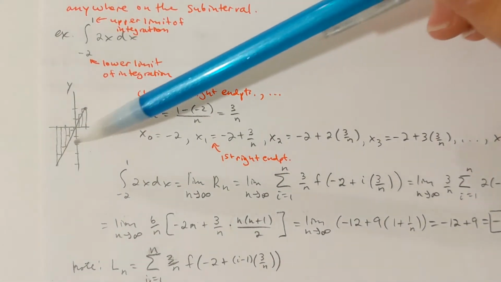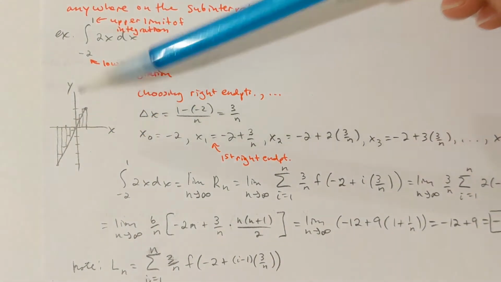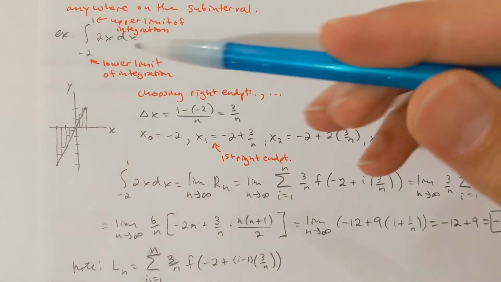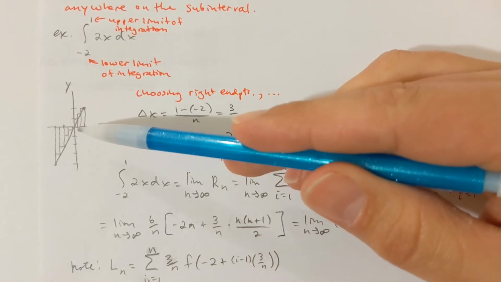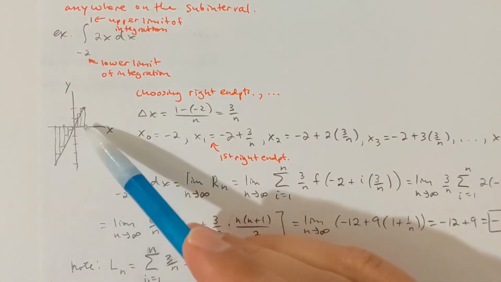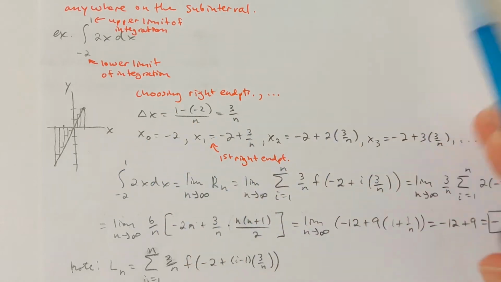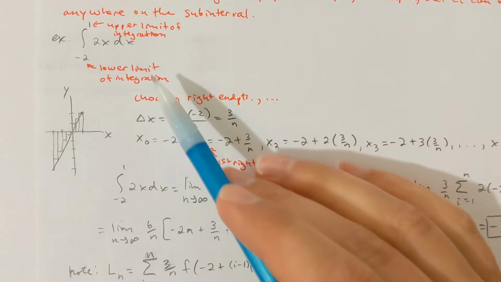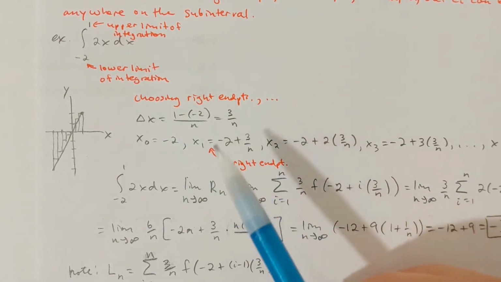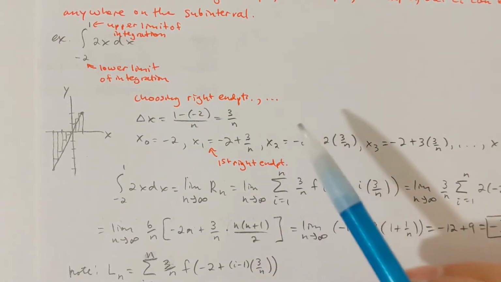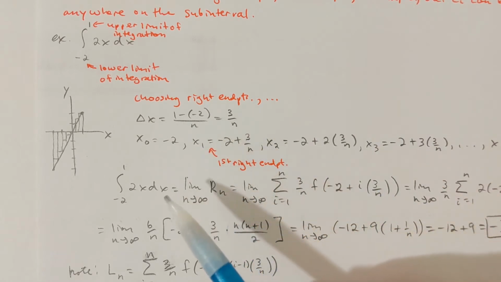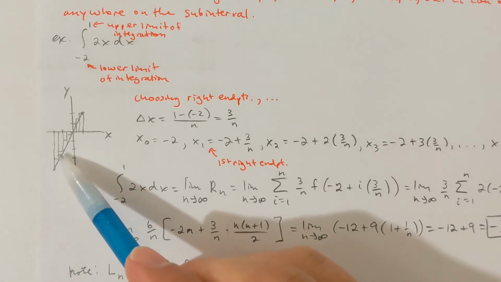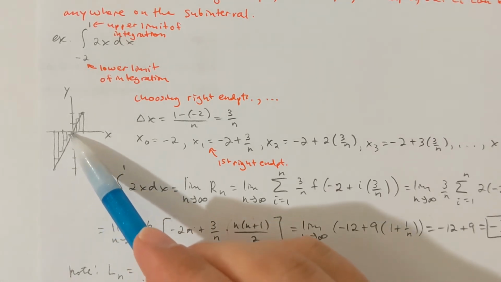So I've got a picture of y equals 2x, and I've also represented this from when x is going from -2 to 1. Okay, and we'd like to find the limit as n approaches infinity of a Riemann sum. For this problem, we work with right endpoints. So I'm going to draw n rectangles where the right endpoints are touching this line.